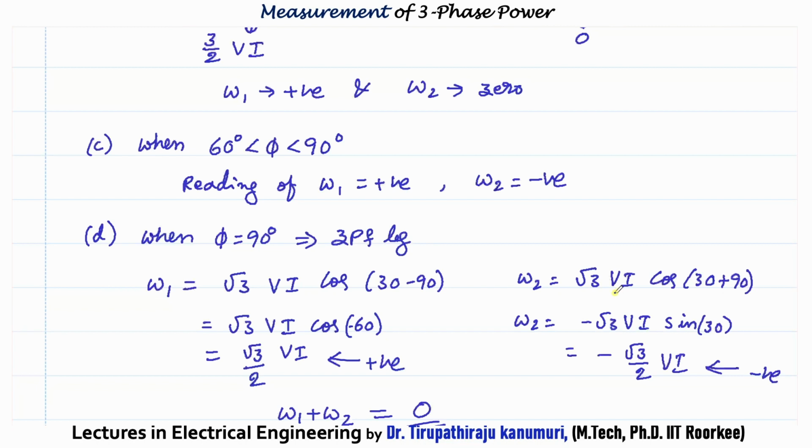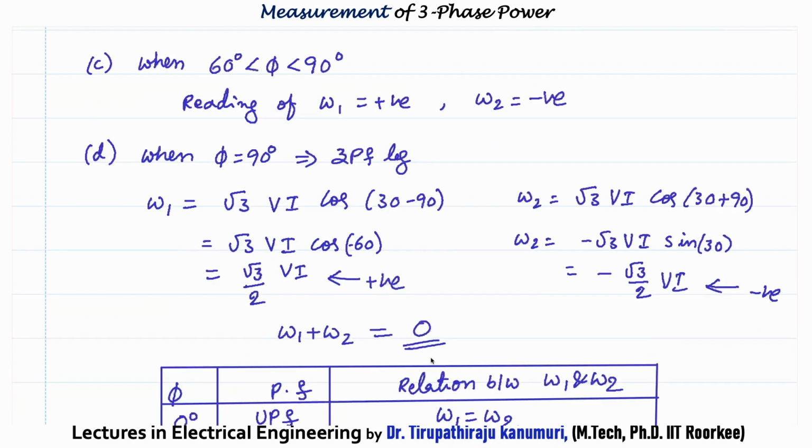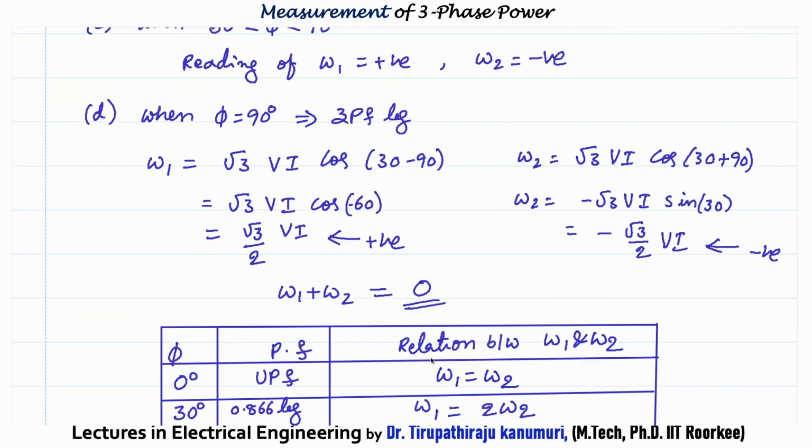Similarly, W2 will be root 3 times of VI into cos 30 plus 90. So cos 90 plus theta will be minus sin theta. So minus sin 30. Sin 30 is 1 by 2. This will become minus root 3 by 2 into VI. You can see both are having same magnitude but having opposite sign. That means at ZPF lag, both the wattmeters read the same value but in the opposite direction.